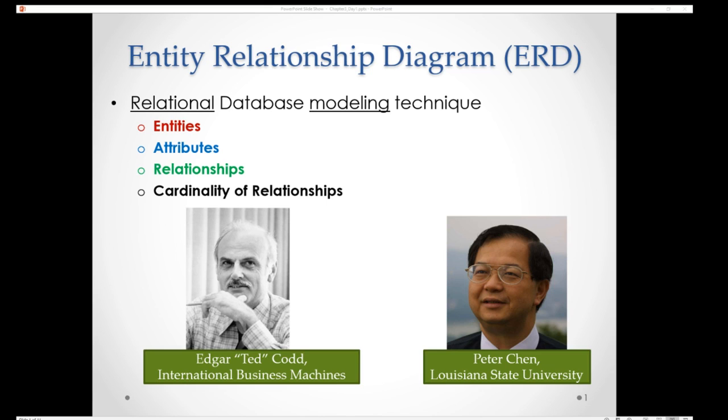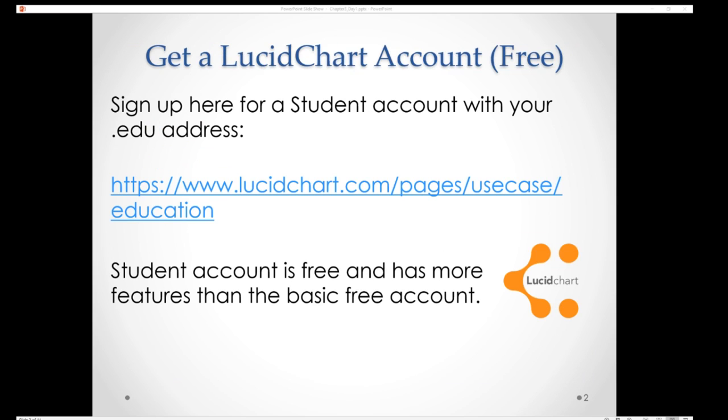The four key components of an entity relationship diagram are the entities, attributes, relationships, and the cardinality of the relationships. For this week's project assignment, you will use Lucid Chart to construct an entity relationship diagram. We'll see an example of how that works here. Make sure that you get the student Lucid Chart account so that you can have unlimited documents. The link is provided here.